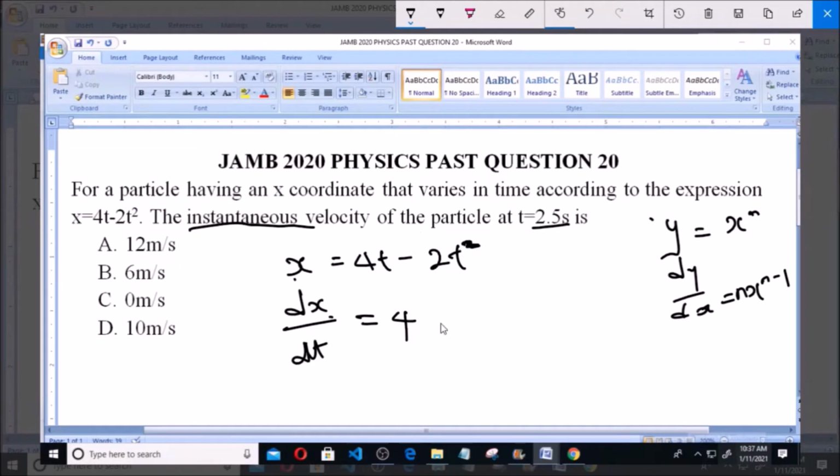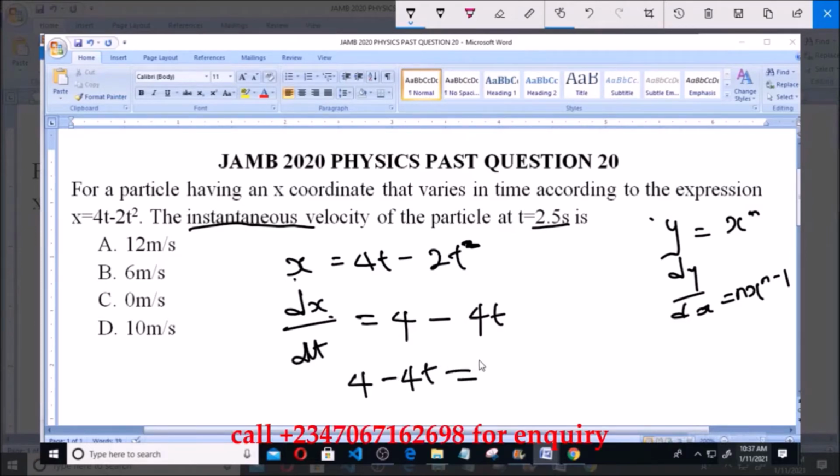So we have 4 minus, now t raised to the power of 2 minus 1 will give us t raised to the power of 1, which is t, then 2 times 2 gives us 4. So differentiating x with respect to t, dx/dt, we have 4 minus 4t.